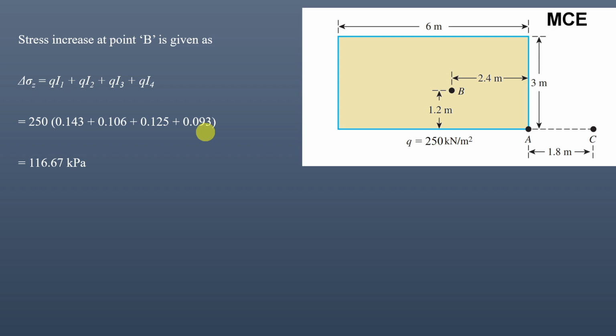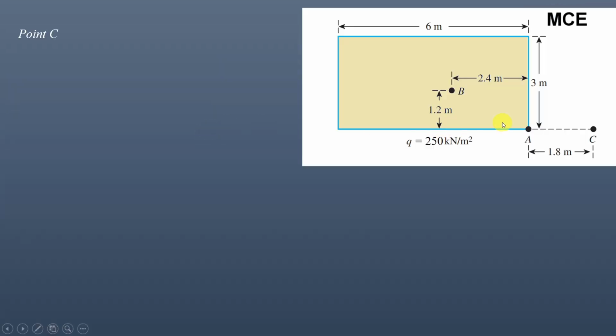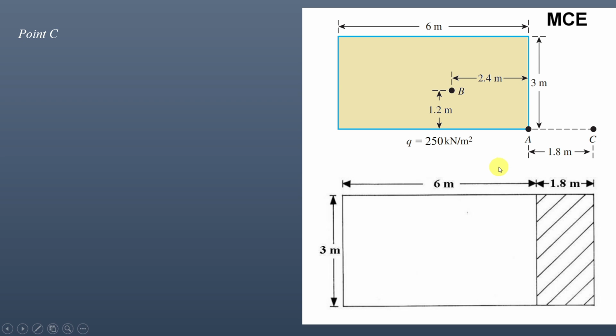After that, the next point which is remaining is point C. You can see this point C is outside this rectangular area. So what we will do is extend this rectangle up to point C, make a rectangle which passes through point C like this. Simply, we are making a rectangle of size 6 plus 1.8, which is 7.8 meter multiplied by 3 meter. And from this, we will deduct this small rectangle, which is of size 1.8 meter multiplied by 3 meter.